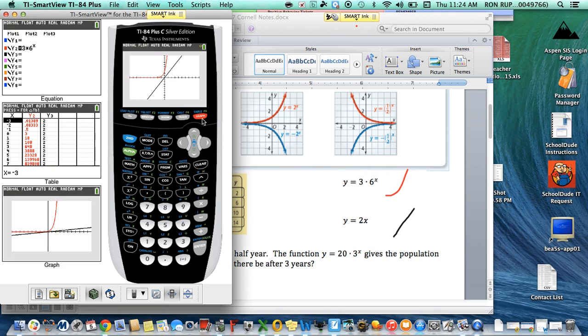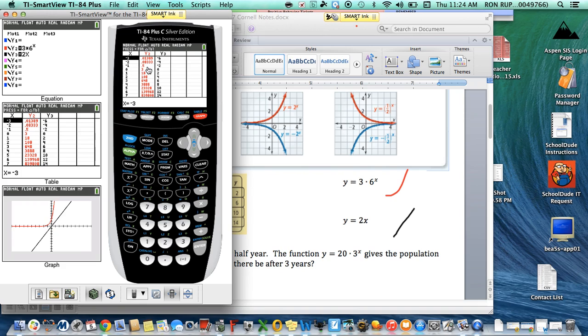Let's go to the table here. So here you can see when x is negative 1, y is 0.5 in the exponential, y is negative 2 in the linear. So the black numbers represent the linear outputs, the red numbers represent the exponential.